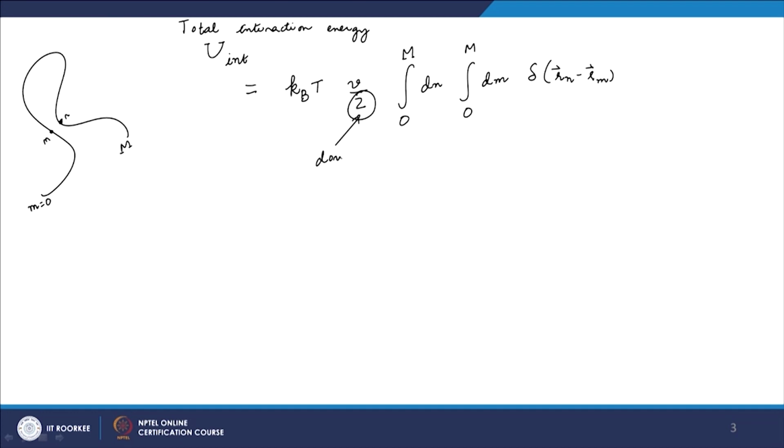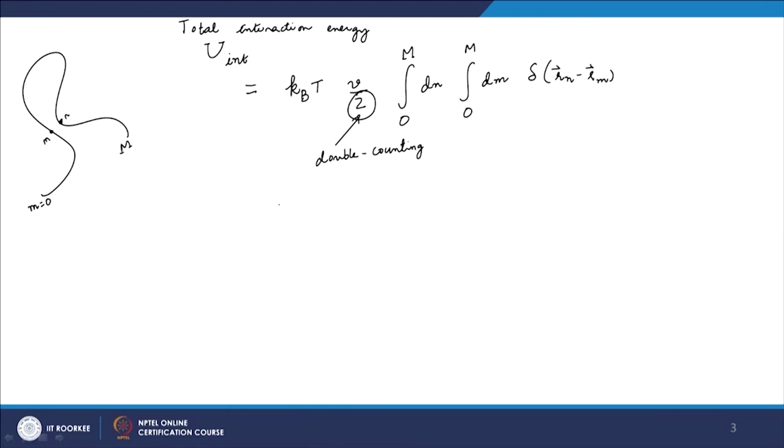And we have a factor of 2 because if I am doing an integration twice from 0 to M, we are looking at basically every pair twice. So, let us say m and n will come twice, once as mn, next time as nm. So that is why we divide by 2 in the integration.